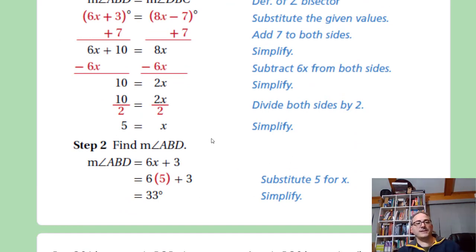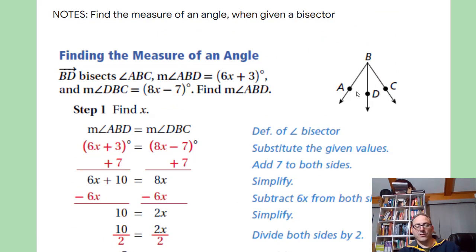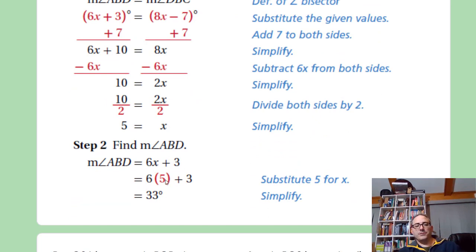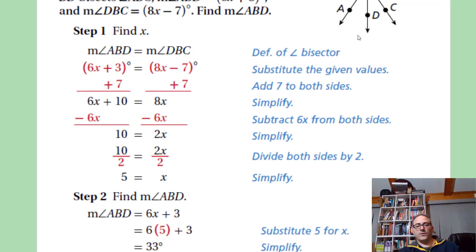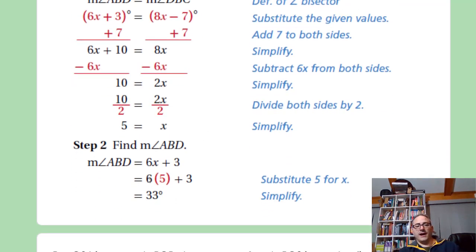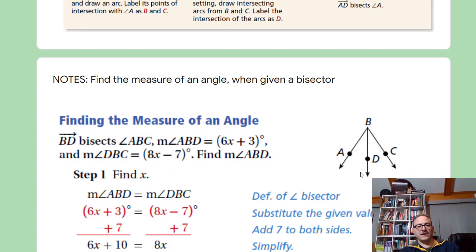And then to figure out what this angle here is, which we wanted to know, question mark, we then plug 5 in for x in 6x plus 3. Remember, this one here is 6x plus 3. So plug 5 in. 6x plus 3 is the angle measure. We know that x is 5, so 6 times 5, well, that's 30. Plus 3 is 33. So we found out that this one here is 33.